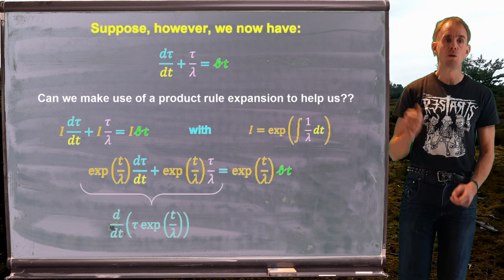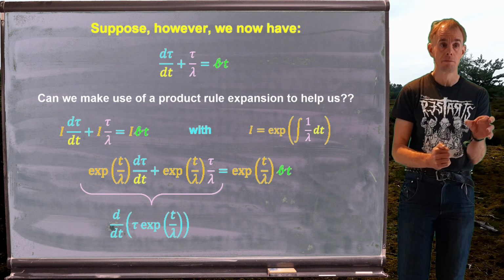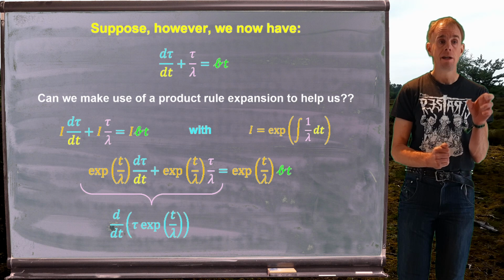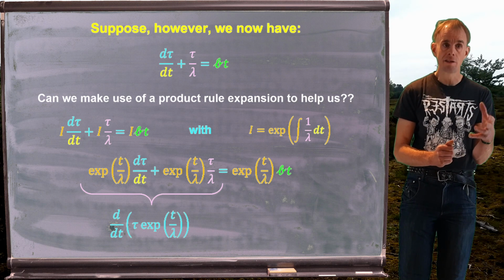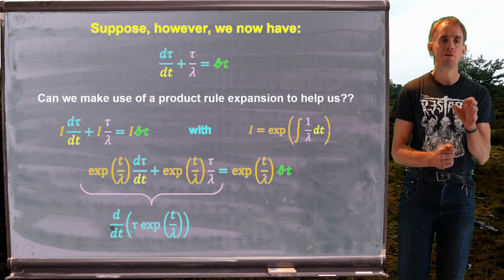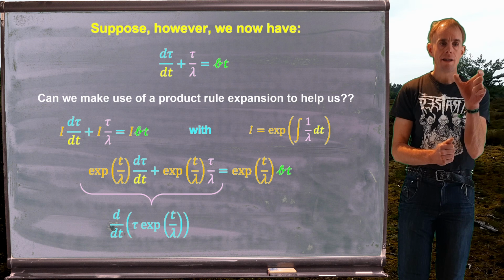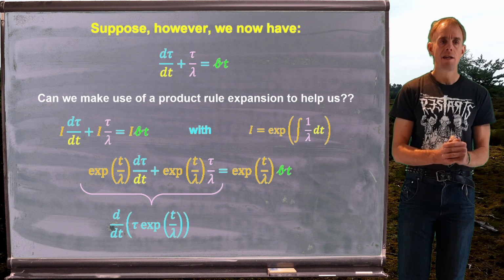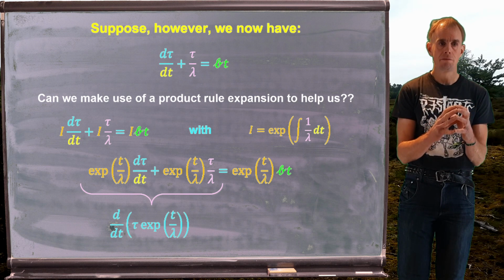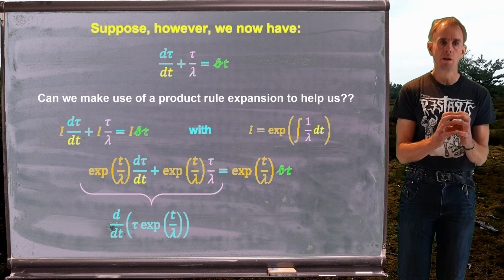So there on the board, I've substituted in I, and what I want you to do is to focus on that left-hand side. So the first term is the exponential of t over lambda d tau by dt. The second term is the exponential of t over lambda, again it's that same term I, tau over lambda. Now, look at that curly brace and what I've written beneath it. Beneath that curly brace is a contraction of two terms. Let's multiply that out using the product rule and see what we end up with.